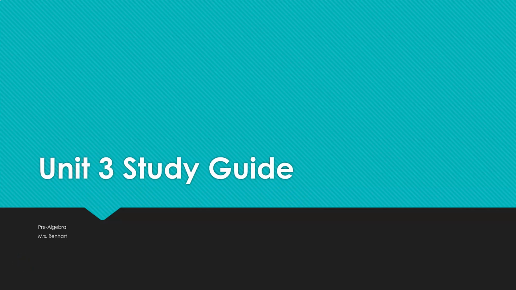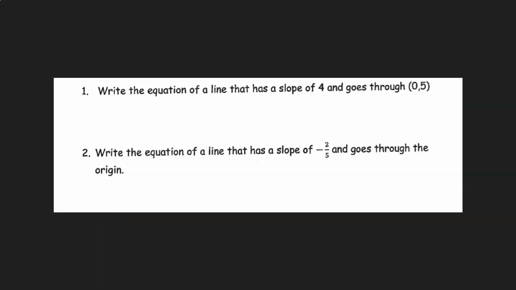Okay, today we're going to go over the Unit 3 study guide. Number 1 says write the equation of a line that has a slope of 4 and goes through 0, 5.